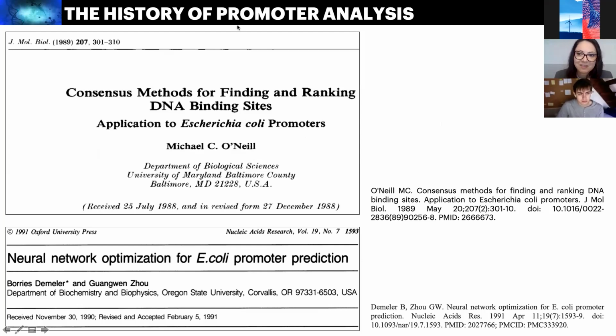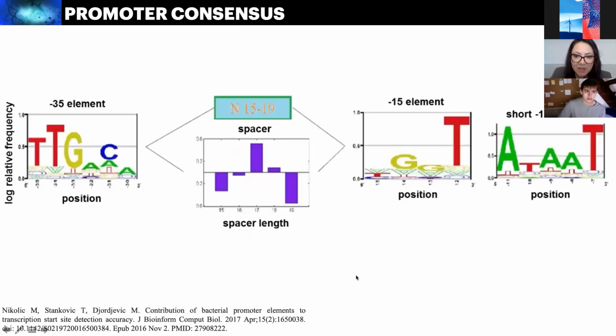No, this is not a reality for us still. So we still have an open research objective when we talk about promoter prediction. Why is this? This is the picture of a promoter.